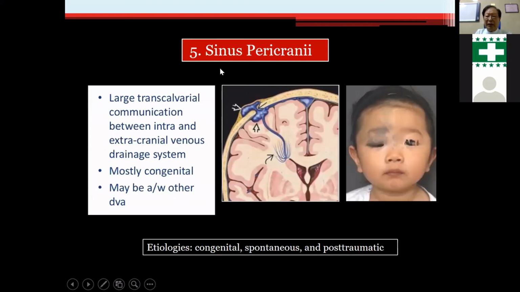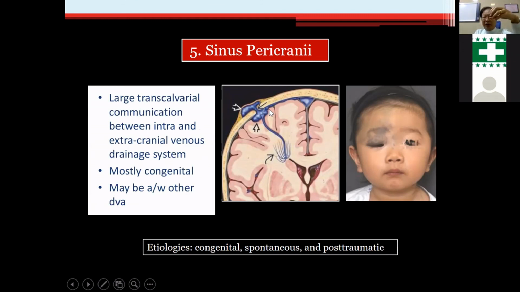Now, the last category is the sinus pericranii. Sinus pericranii is just a communication of extracranial and intracranial veins, through a bony defect, a small bony defect. So you always see a bony defect there, and you might see a little swelling. When you look clinically, you might see a little bluish swelling there.